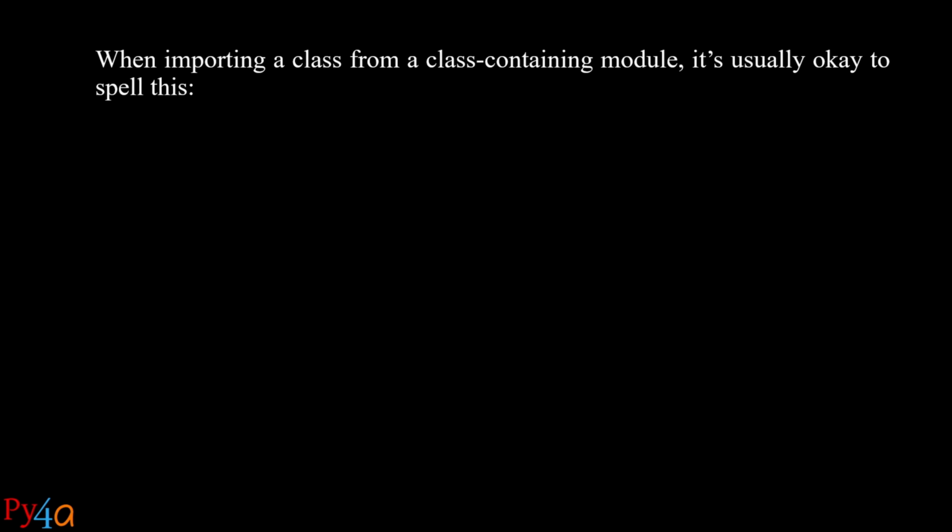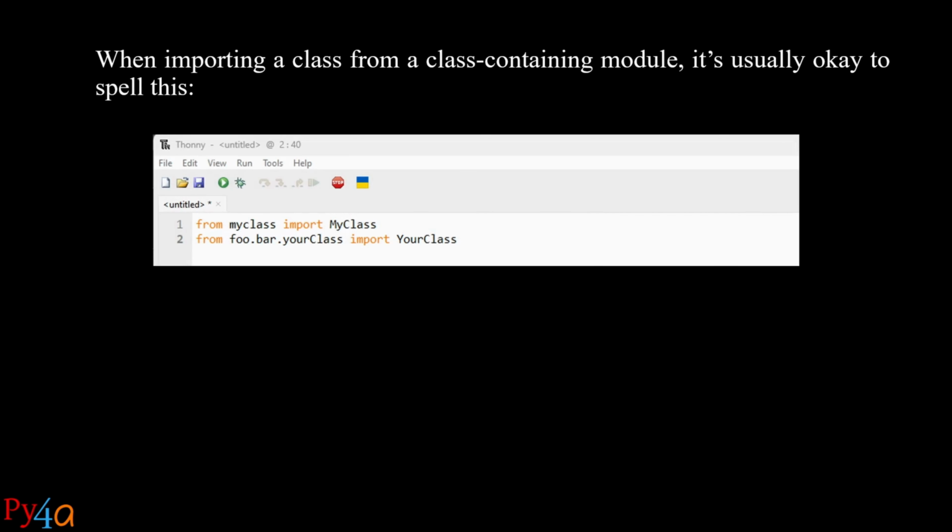When importing a class from a class-containing module, it is usually okay to spell it out in this form: from myclass import MyClass. The file name is myclass in lowercase. The class being imported is MyClass in CapWords. You can also say from foo.bar.yourclass import YourClass. This is the best way of doing it.